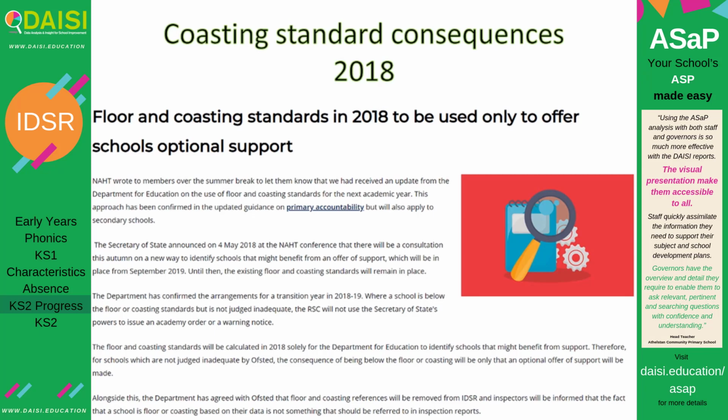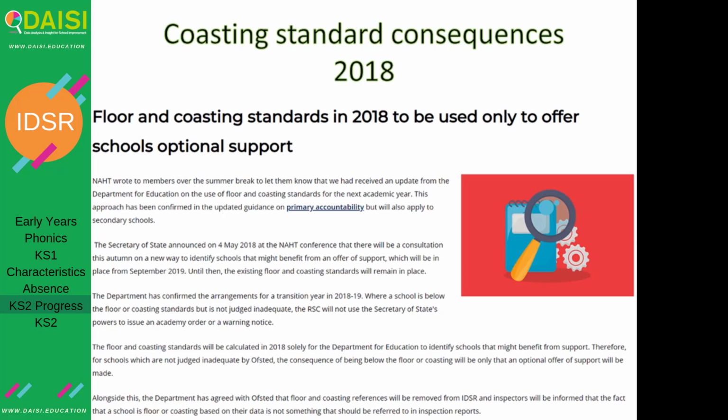And the floor and coasting standard in 2019 is going to be changed. The government is going to issue some consultations about how it can be changed, but until they come out, we do not know what the standard will be in 2019, only that it will be different. So this is how progress is worked out in Key Stage 2. In the next video, we'll return to the document and have a look and see how it is presented.